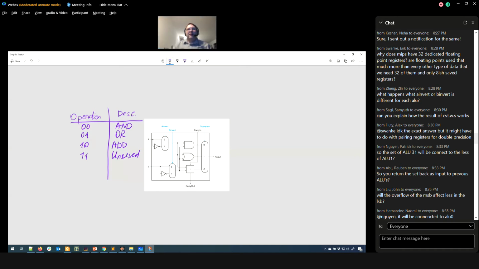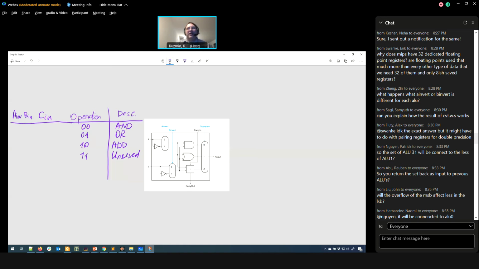You would set the B invert to 1 and set the carry in to 1. Okay, so we need to factor in Cin. We need to factor in A inv, B inv, right? So with a C in, let's complete the table for these control signals.